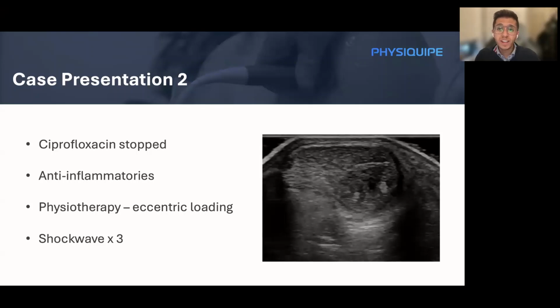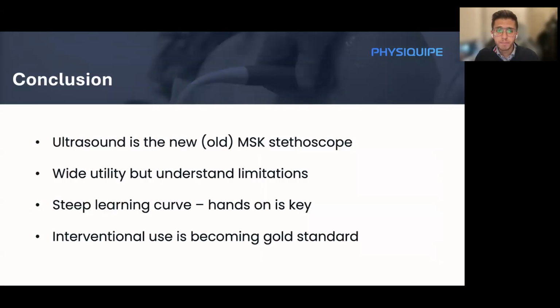So again, 2 very different cases, but it just goes to show that ultrasound in real life can be very helpful in changing your management or helping you buy in for the rehab. So in conclusion, I hope I've been able to convince you that ultrasound is the new, actually old, we've been using this for a long time now, but if you're new to it, definitely the MSK stethoscope.